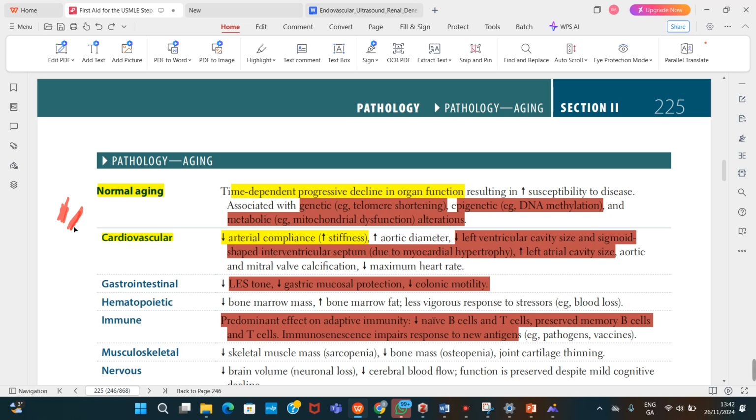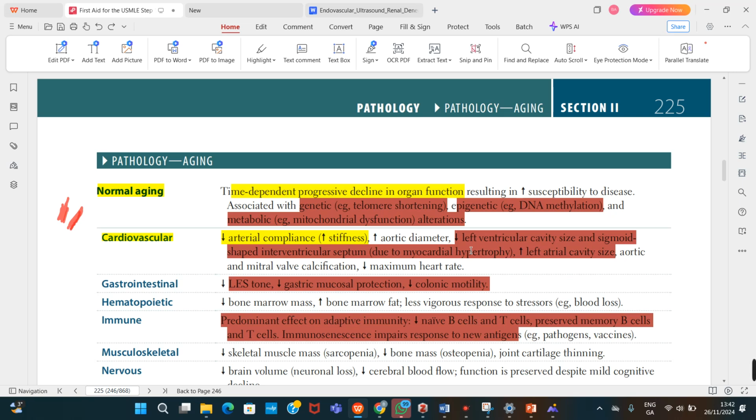But the point is, if this is the initial vessel and you lose the elastic fibers, the collagen fiber, this is going to become wider, right? So that means that there's going to be an increased capacity. So the aortic diameter will widen, right? Does it make sense to say that? Yes. The aortic diameter will widen.